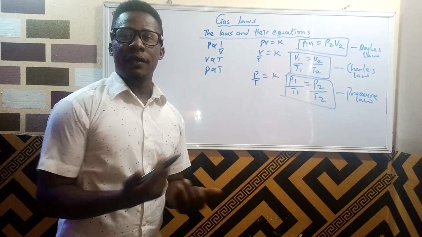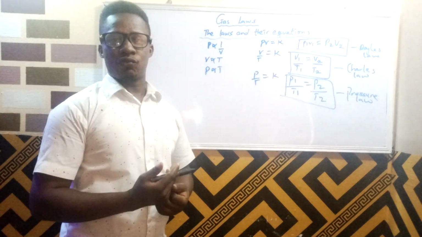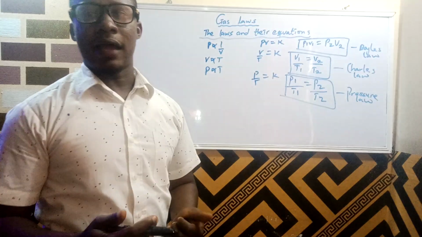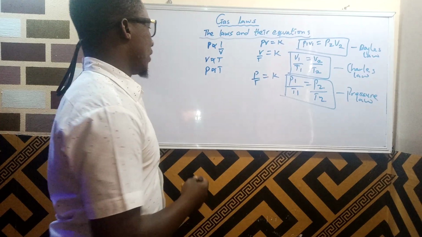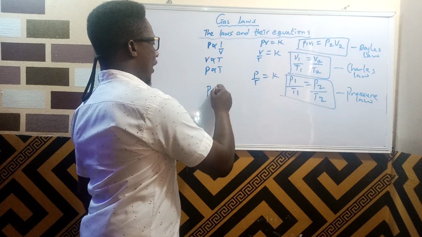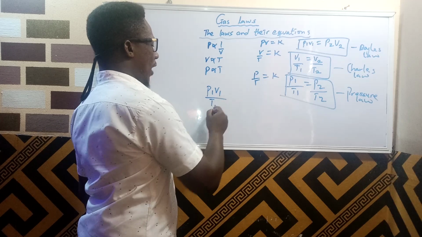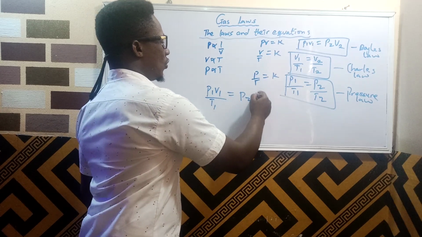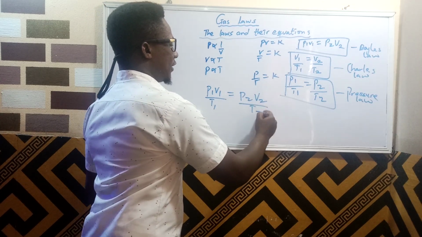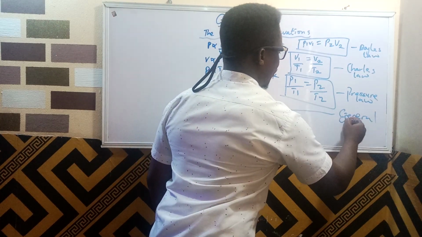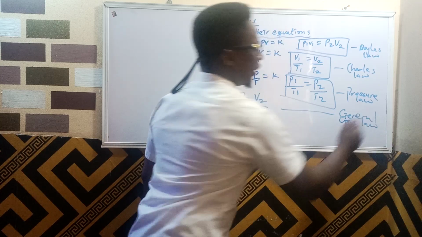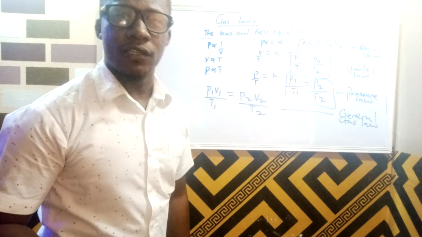Now when you combine the 3 laws together, we have what is called the general gas equation. The general gas equation is therefore P1V1 over T1 is equal to P2V2 over T2. This is the general gas law, or general gas equation.